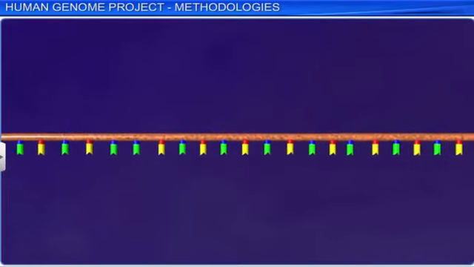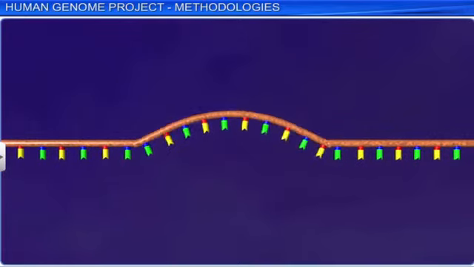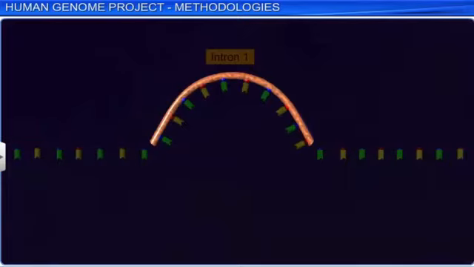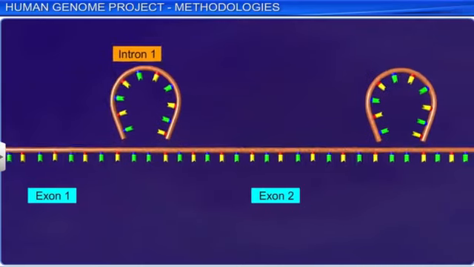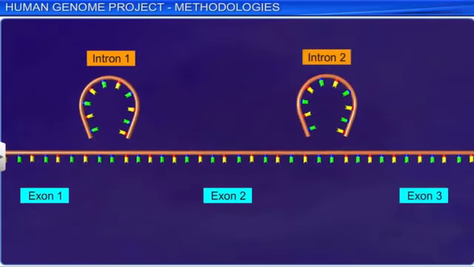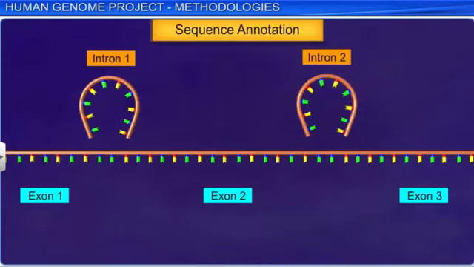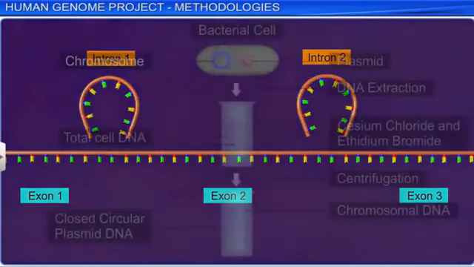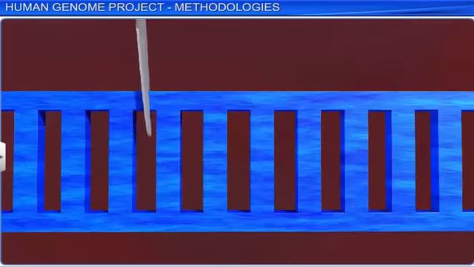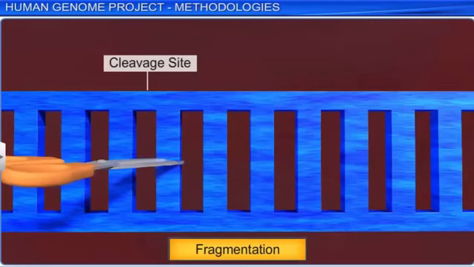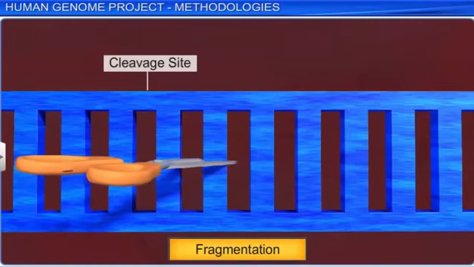In the second methodology, the entire set of genome that comprised all coding and non-coding sequences was indiscriminately sequenced, and later different regions of the sequence were assigned a function. The assigning of functions to sequences is called sequence annotation. For the purpose of sequencing, the complete DNA was extracted from a cell and divided into smaller fragments, since it is technically difficult to sequence longer fragments of DNA.